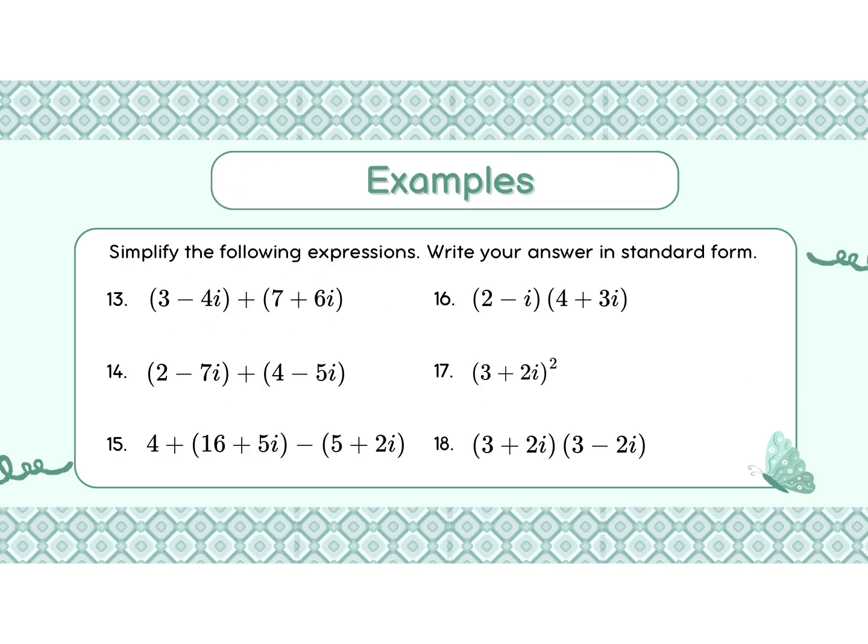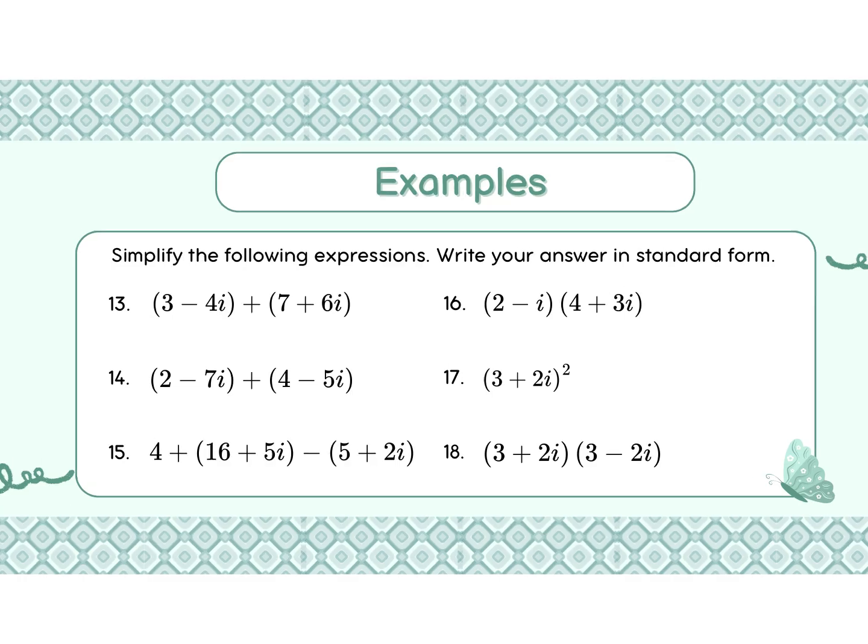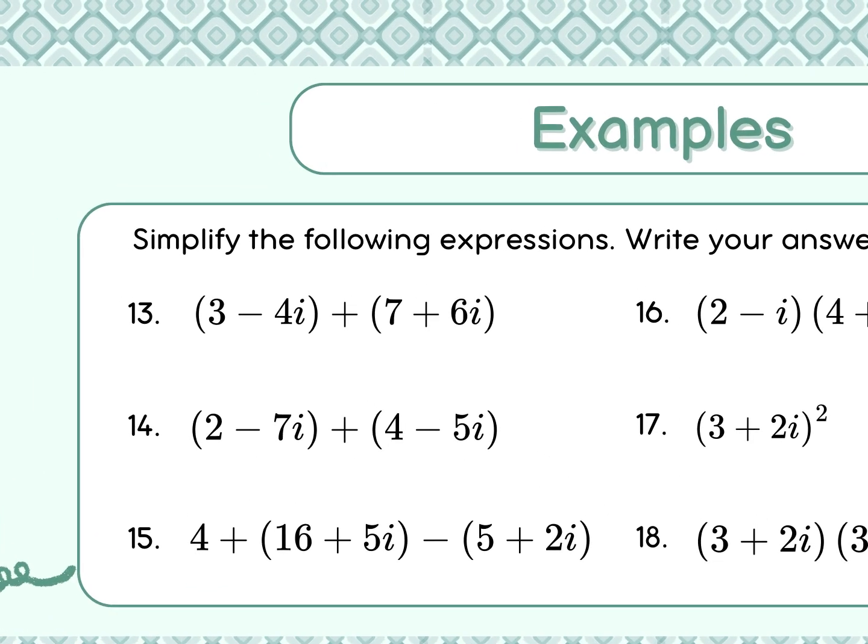All right, so let's simplify some of these. Something like this: 3 minus 4i plus 7 plus 6i. All we have to do is combine real plus the real. In this case, our real parts are a 3 and a 7, which gets you a 10. And then do imaginary plus the imaginary. So negative 4i plus 6i is going to get you a 2i. And then this is our complex number in standard form. I have my real, which is 10, plus my imaginary, which is 2i.